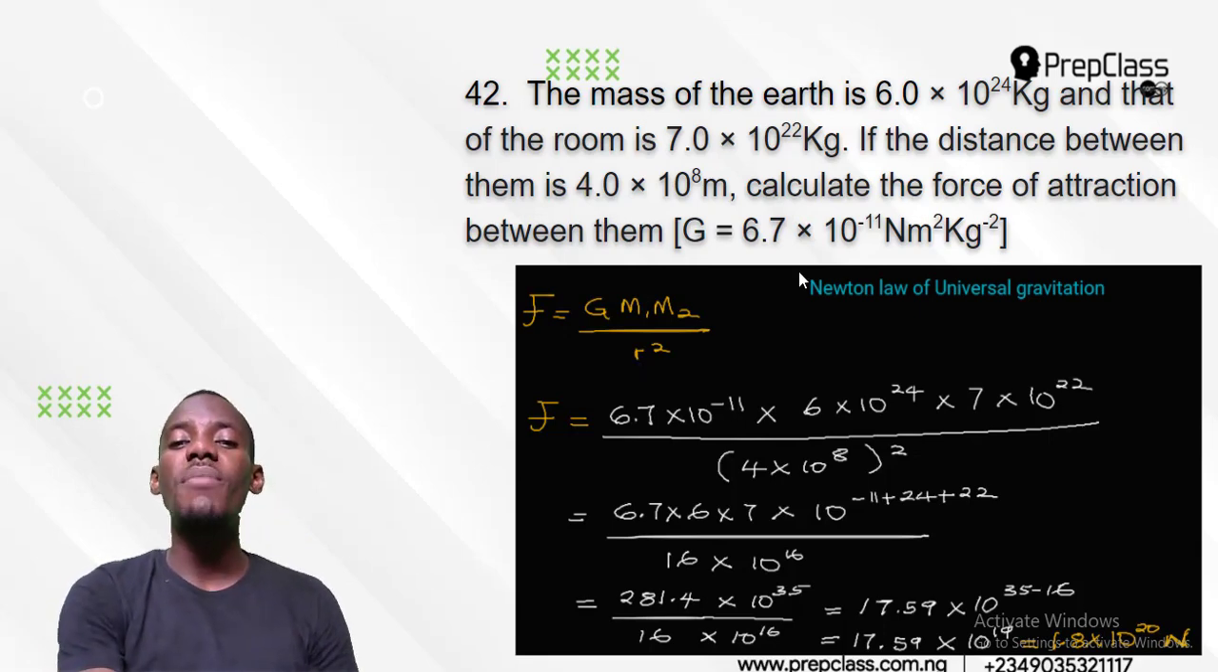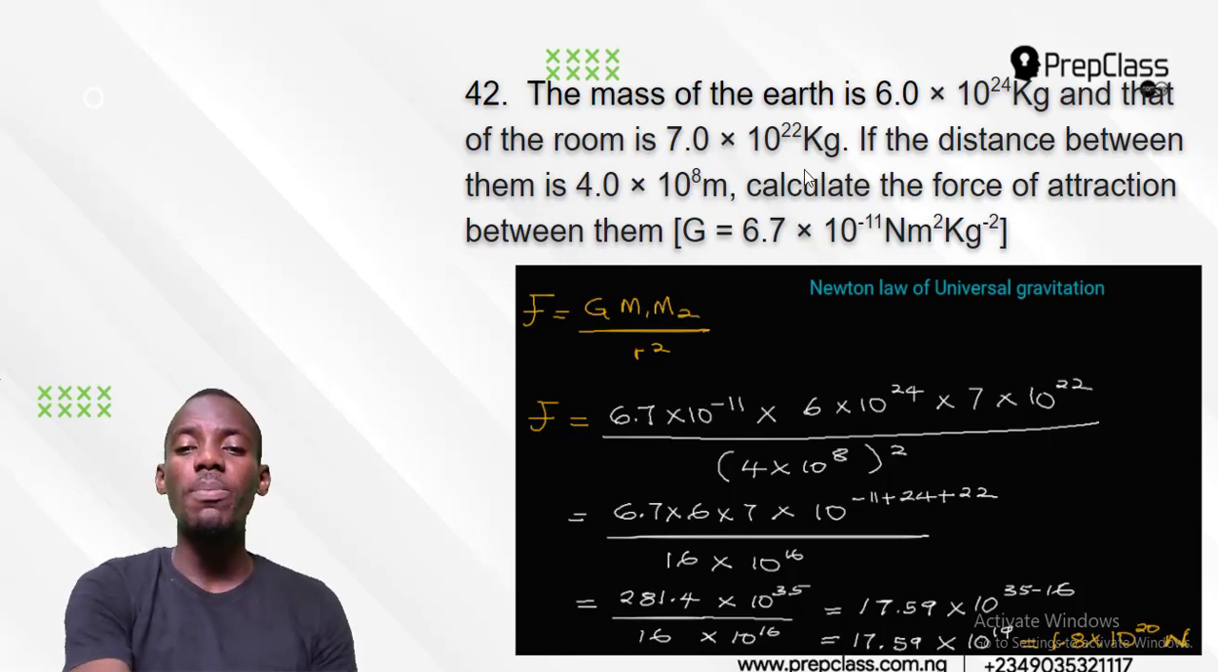Now you have been given the two masses: the first one, M1, and 7 times 10 to the power 22, which is my M2. Then I have a distance, that's my R, 4 times 10 to the power 8 meters. Then my G is 6.7. Everything is already there, so just plug them in.